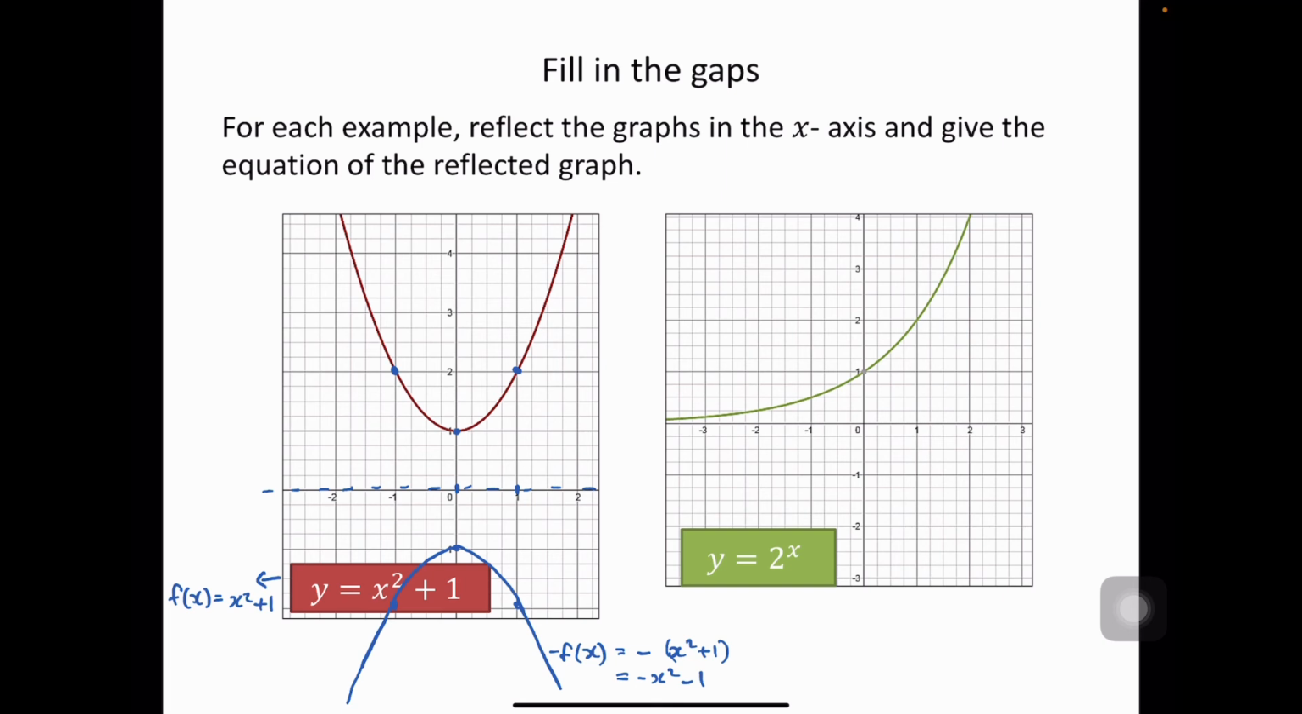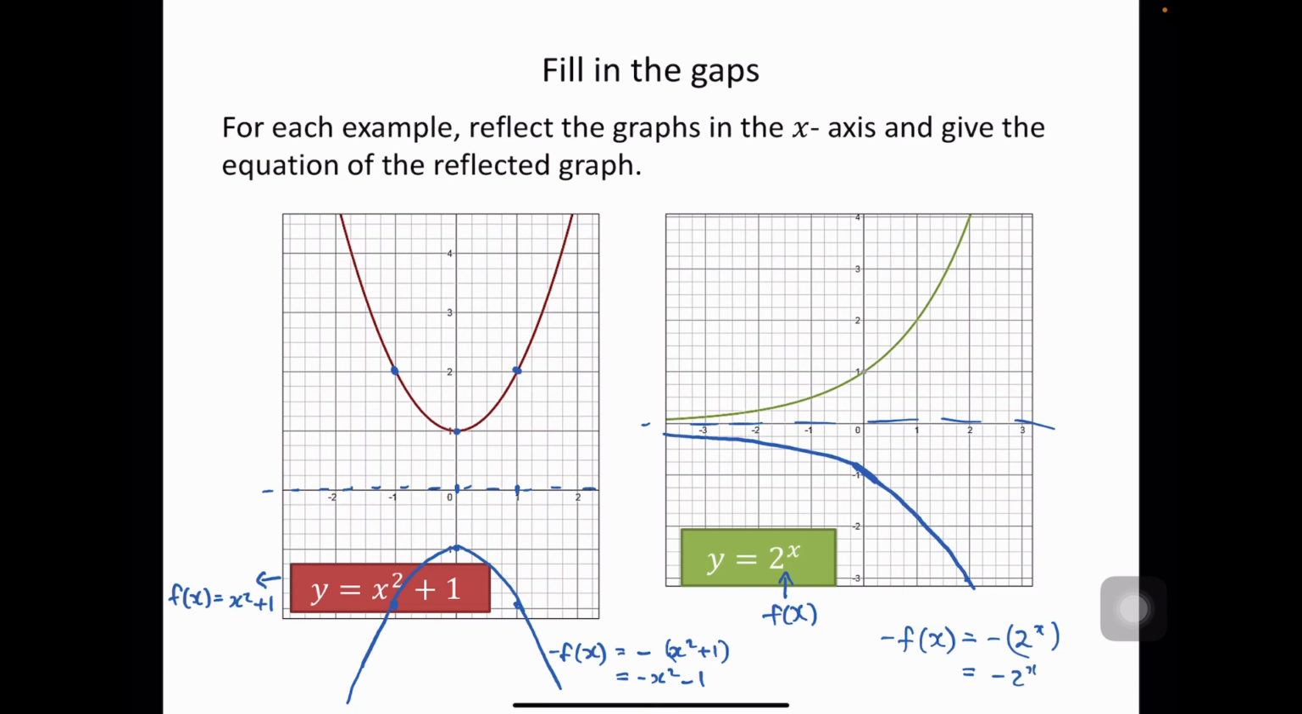Now for the second one, let's draw a dotted line here. Again, same principle, just reflect it. So it goes something like this. Make sure it goes through this point. So like that. And again, if this is f of x, then negative f of x is just negative 2 to the x. So negative 2 to the x.